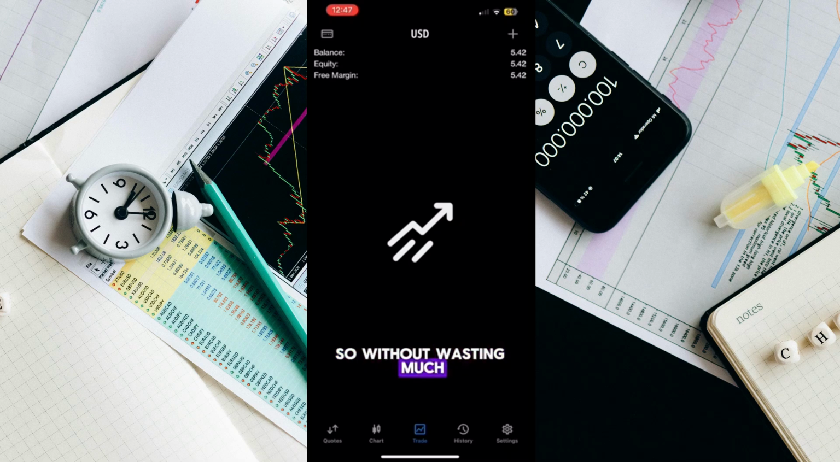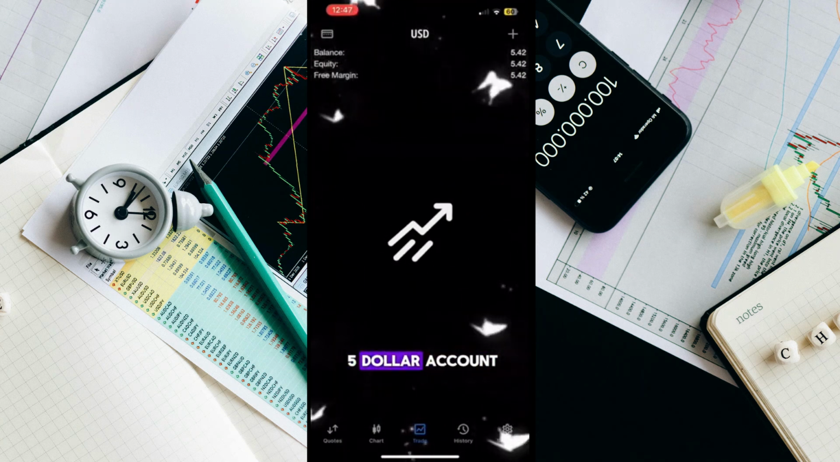So without wasting much of your time, let's jump right into it. So we are going to start with a $5 account.